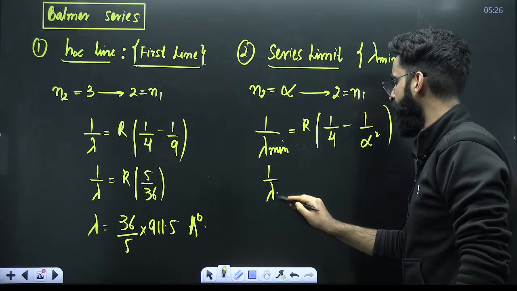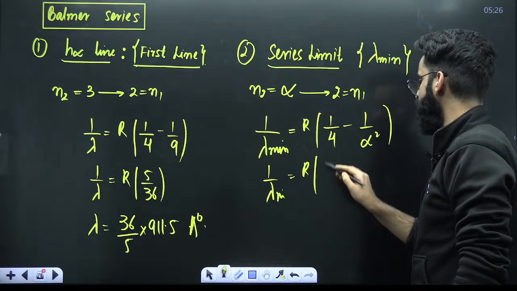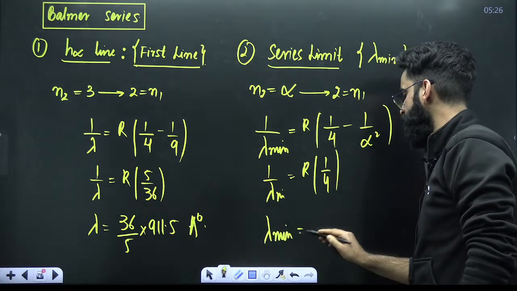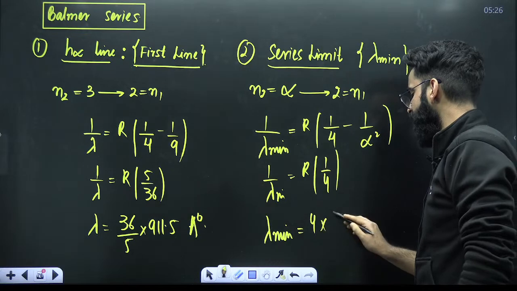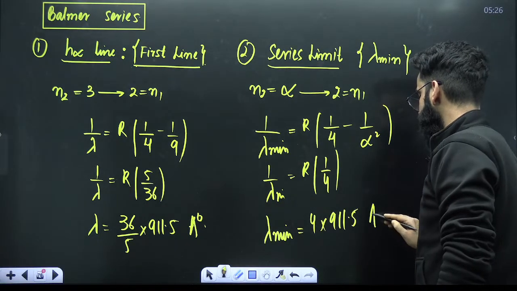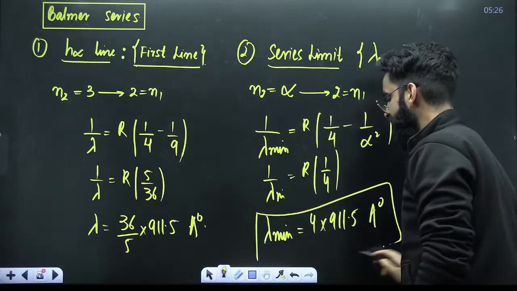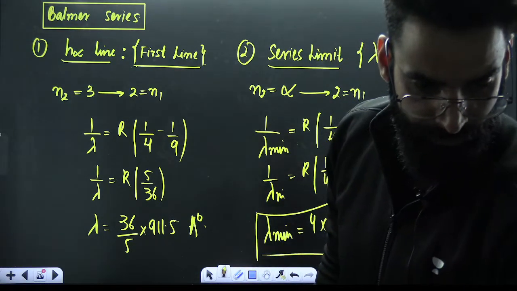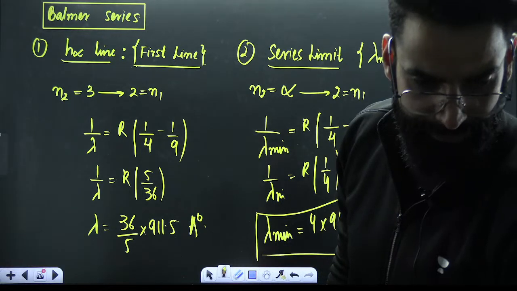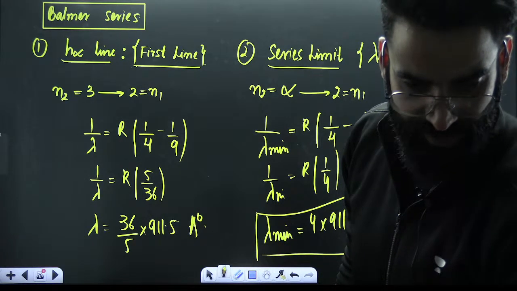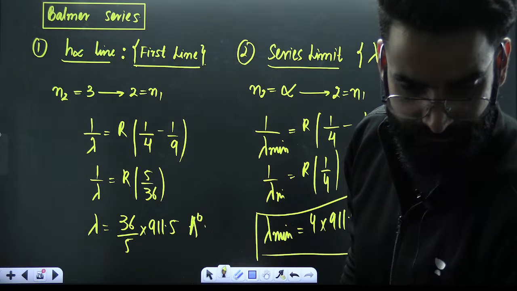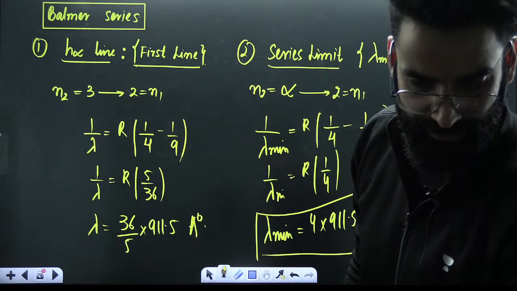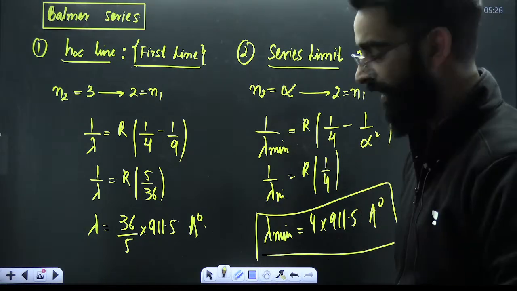So 1 divided by lambda minimum is equal to R, and it's just going to be 1 by 4 because 1 by infinity is 0. So lambda minimum in case of Balmer is going to be 4 multiplied by 1 by R, that is 911.5, and the answer is going to be in angstroms. So this is the series limit of the Balmer series. I believe it's clear.